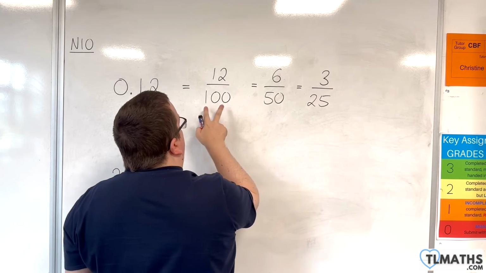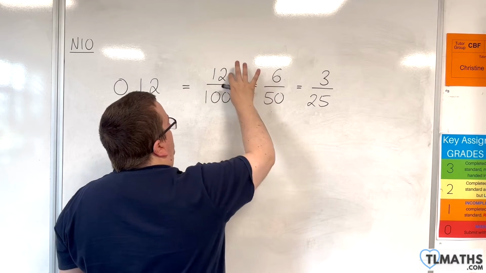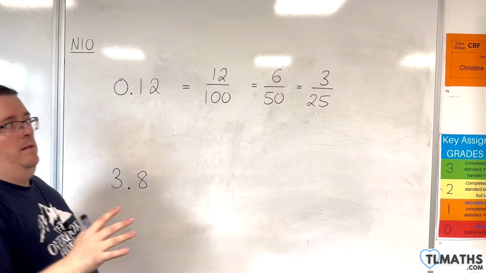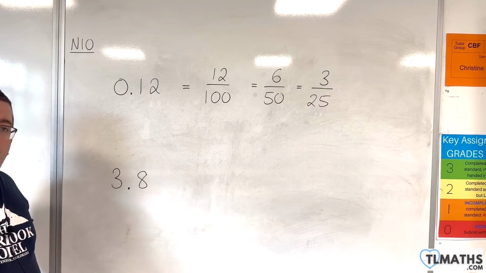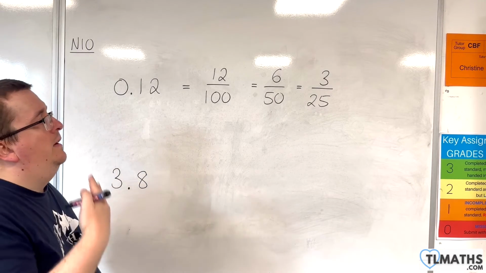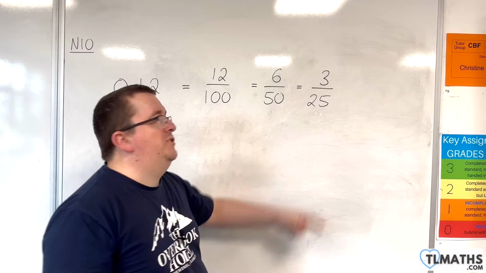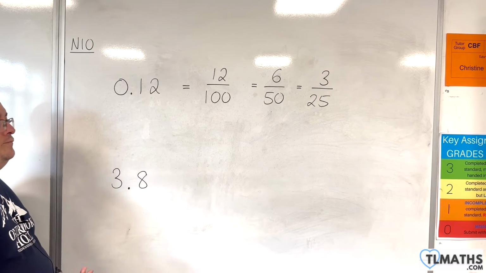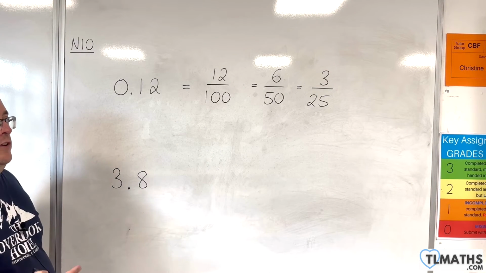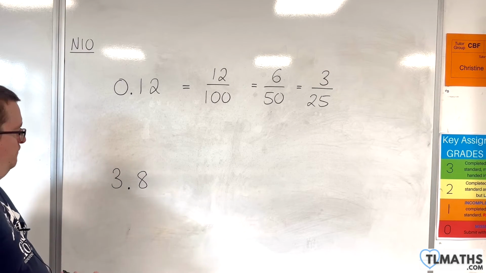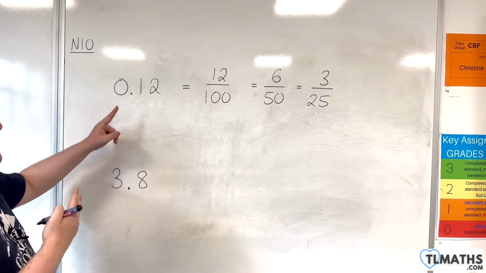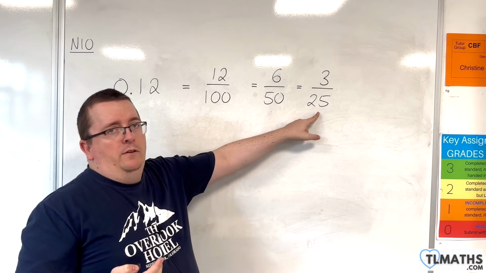Now, of course, you could have gone straight from here to here by dividing top and bottom by 4. Okay? Really depends on if you're confident to do that, if you can spot it. Don't worry about taking 2 steps just because somebody else can do it in 1. Okay? So, 0.12 is 3/25.